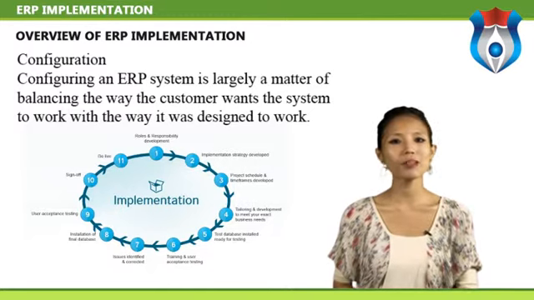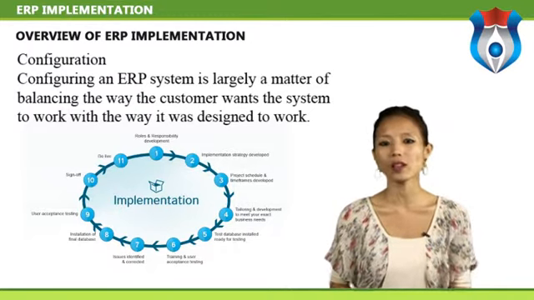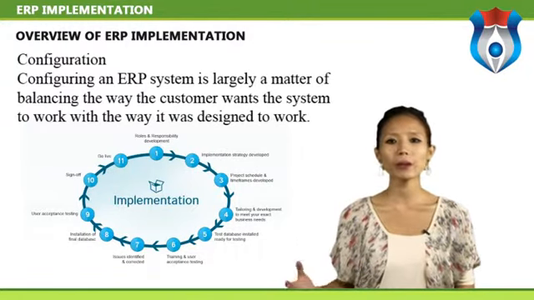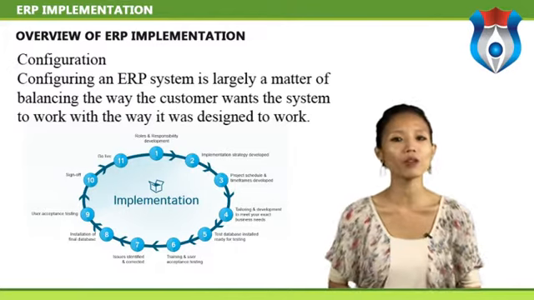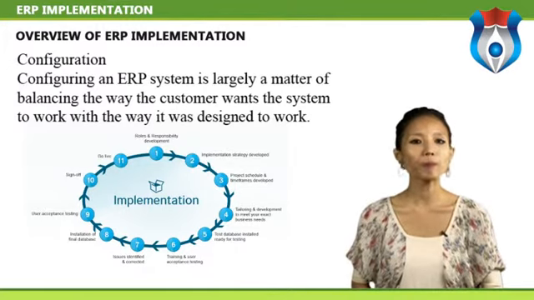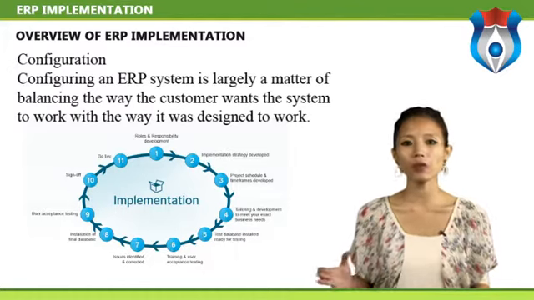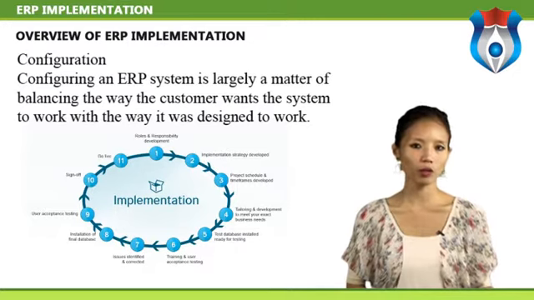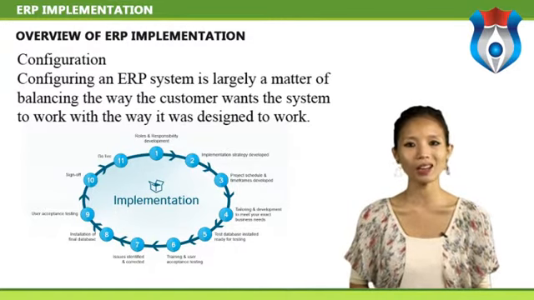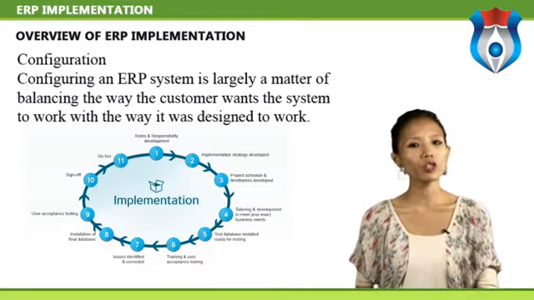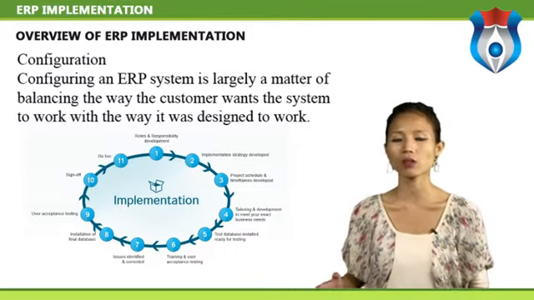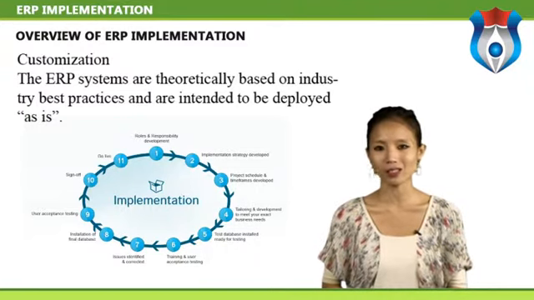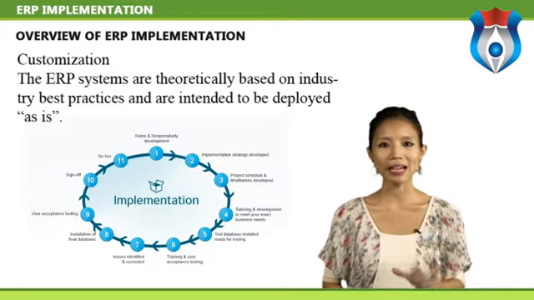Configuring an ERP system is largely a matter of balancing the way the customer wants the system to work with the way it was designed to work. ERP systems typically build many changeable parameters that modify system operation. For example, an organization can select the type of inventory accounting, FIFO or LIFO, to employ, whether to recognize revenue by geographical unit, product line, or distribution channel, and whether to pay for shipping costs when a customer returns a purchase. ERP systems are theoretically based on industry best practices and are intended to be deployed as is.